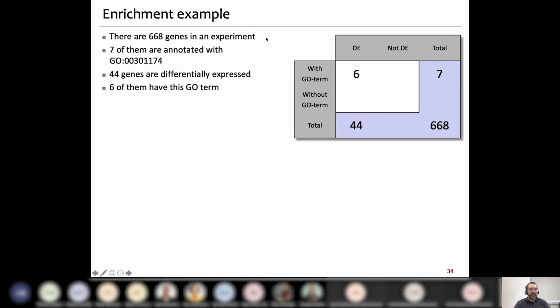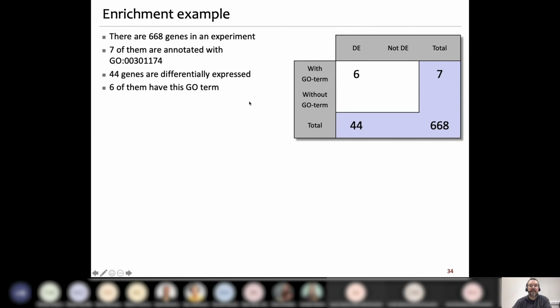These are results from an actual experiment. We had 668 genes in total. So we put a grand total here of 668. 7 of these genes were annotated with this particular GO term. This is the total, all the genes with a GO term. 44 genes are differentially expressed. This is our selection. So this column shows all differentially expressed genes, and there are 44 of them. And 6 of these differentially expressed genes have this particular GO term.